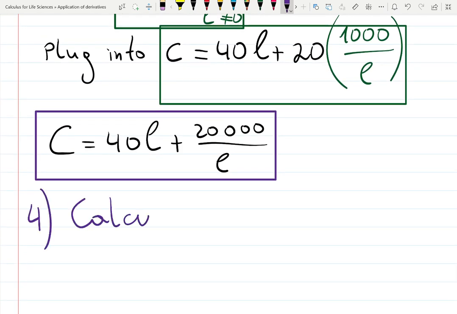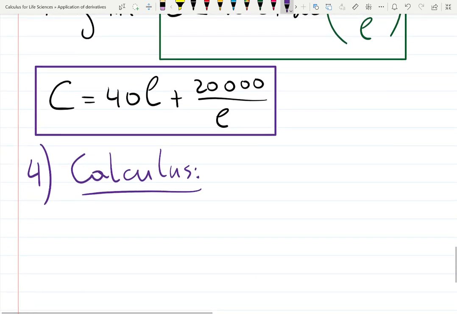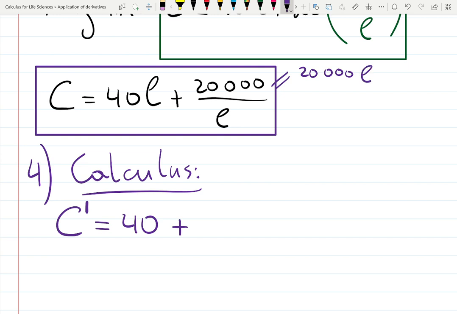Calculus starts now. Calculus. This is where we actually use calculus tools to find minimum and maximum derivative, critical values, minimum positive, negative, and so on. So, find the derivative. What is derivative of 40L? 40. And now, how would you find derivative of that other stuff? C prime. 40 plus. This, you can see it as a 20,000 L to the minus 1 if you want. Maybe this will be easier.